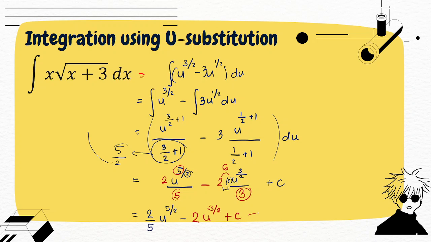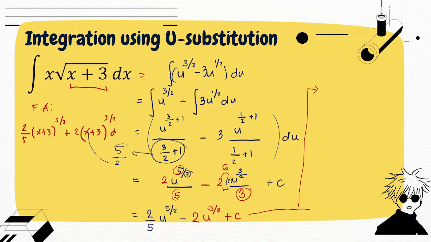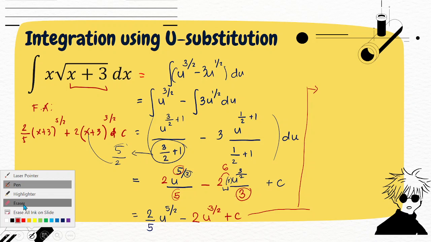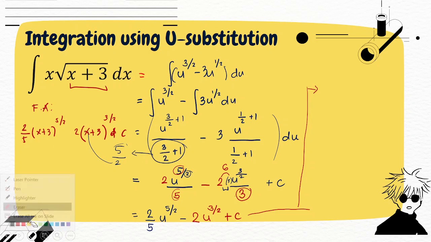So, hindi pa siya tapos. Anong gagawin ko? Balik ko si U. Ano ba yung U natin? Ito. So, the final answer is 2/5 multiply sa x plus 3 raised to 5 over 2 plus 2 multiply sa x plus 3 raised to 3 over 2. Minus? Ay, minus pala. Tama, minus. Okay?